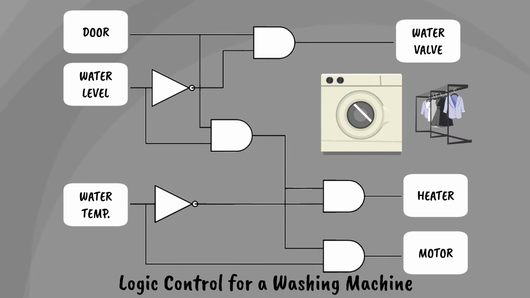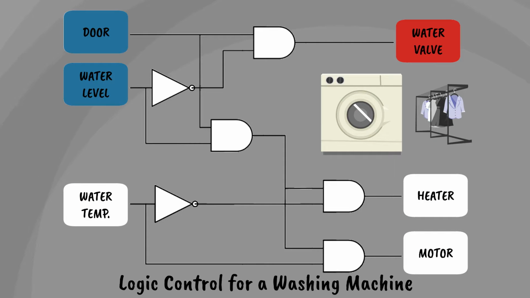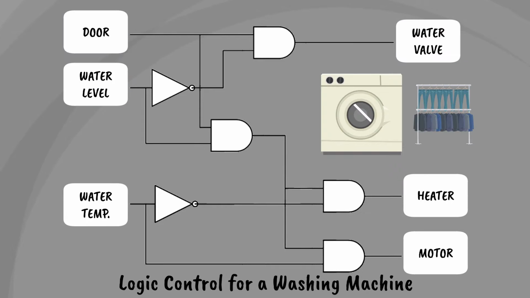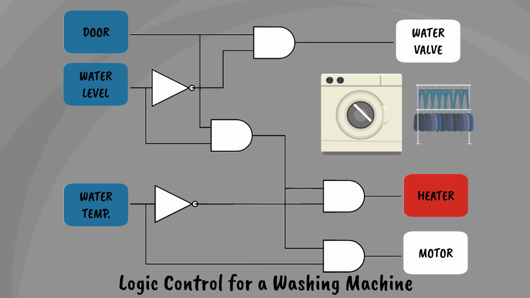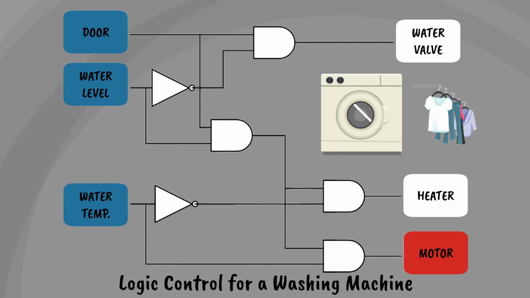The water valve, in this case, will be on when the machine door is closed and the water is below its required level. The heater will be on when the machine door is closed, the water is below the required level, and its temperature needs adjusting. For the motor to start, the machine door must be closed and the water at its required level and temperature.